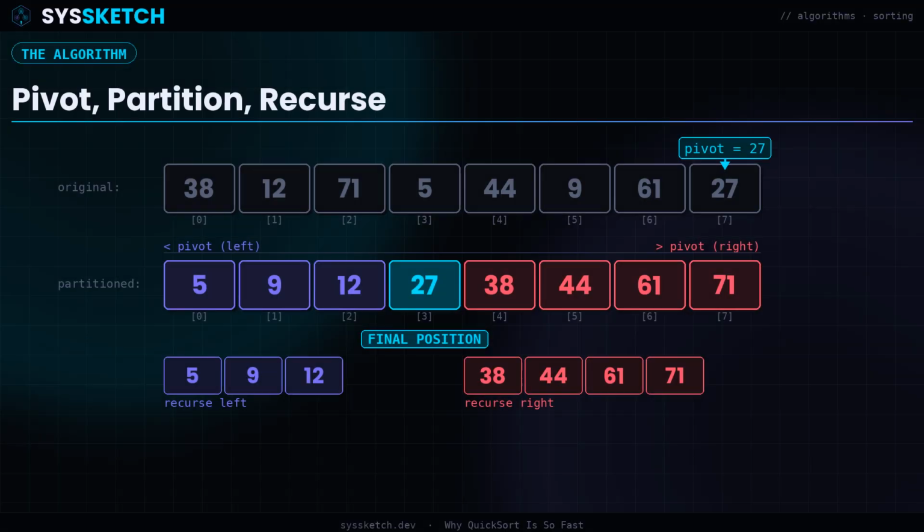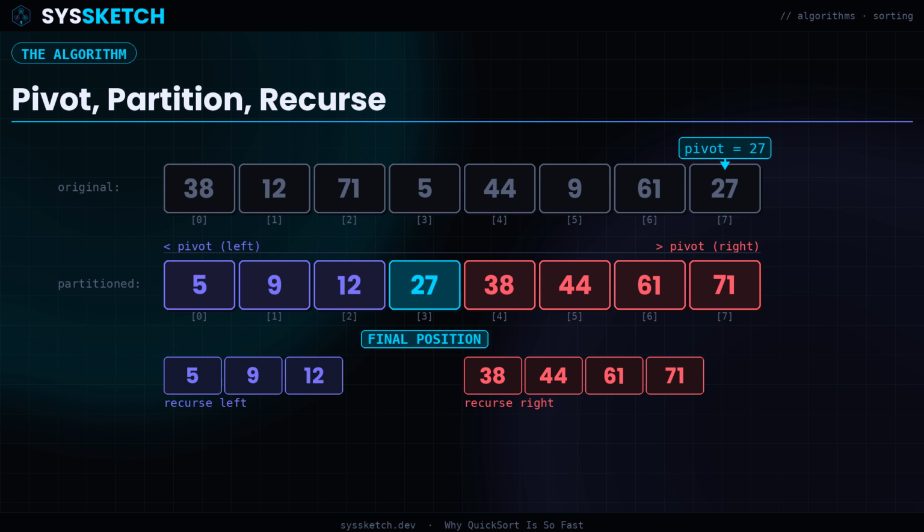The algorithm itself is beautifully simple. Step 1, choose a pivot element from the array. Step 2, partition the array around that pivot so everything smaller than the pivot moves to the left and everything larger moves to the right. After the partition, the pivot is in its final sorted position and will never move again. Step 3, recursively apply QuickSort to the left subarray, which contains all elements smaller than the pivot, and to the right subarray, which contains all elements larger. The recursion terminates when a subarray contains 0 or 1 element, which is already sorted by definition.